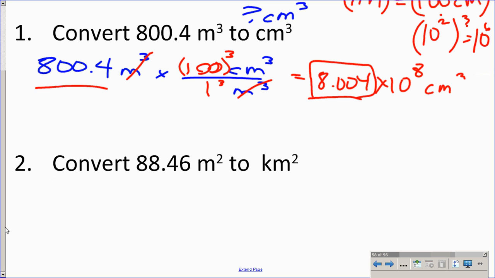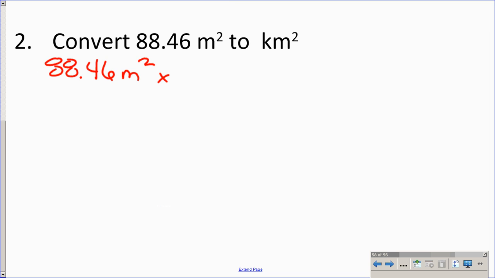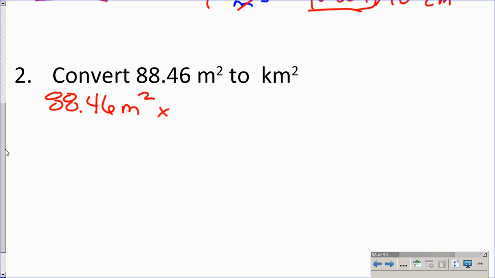Let's do one more. 88.46 meters squared times, what unit goes on bottom? Meters squared. Kilometers squared is going to go up top. All right, so, over to the side of your paper or in your head, you're going, all right, which of those is a larger unit? Kilometers, right? That is larger, so I'm going to give it a 1, is equal to how many meters? 1,000, right? Because it's 3 zeros over. So 10 to the 3rd over.